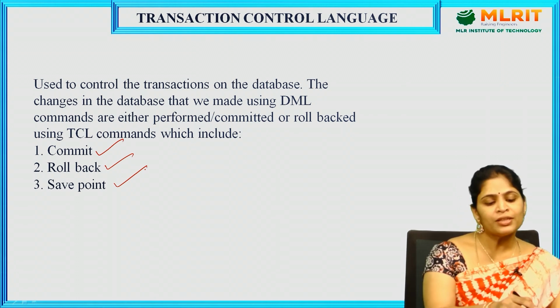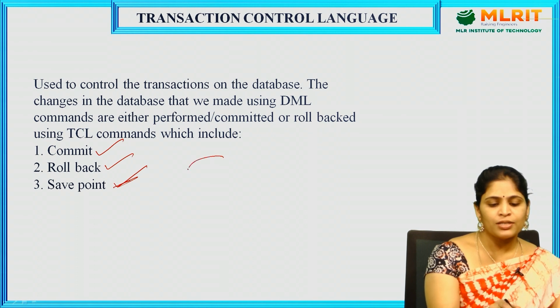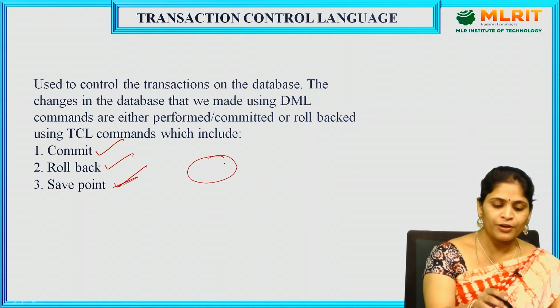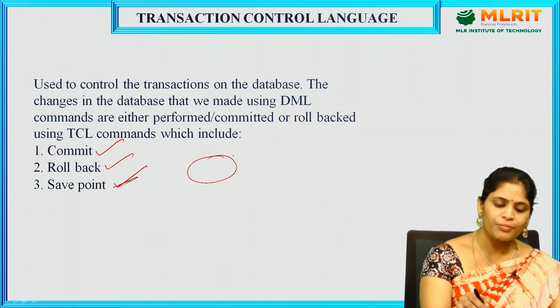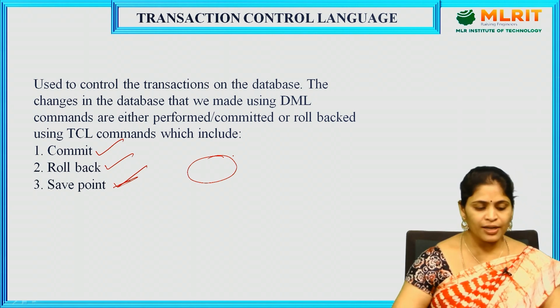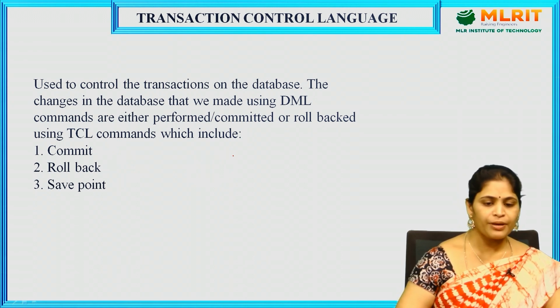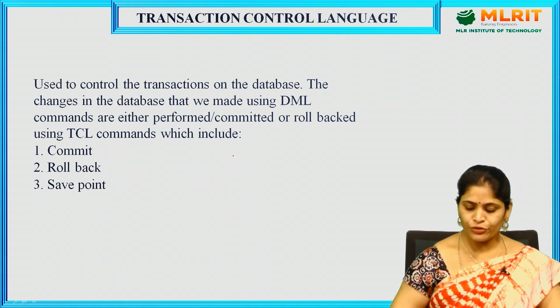So this save point acts as a particular point, and from that particular point, we can do some other changes, right? So these are the 3 commands that come under transaction control language.